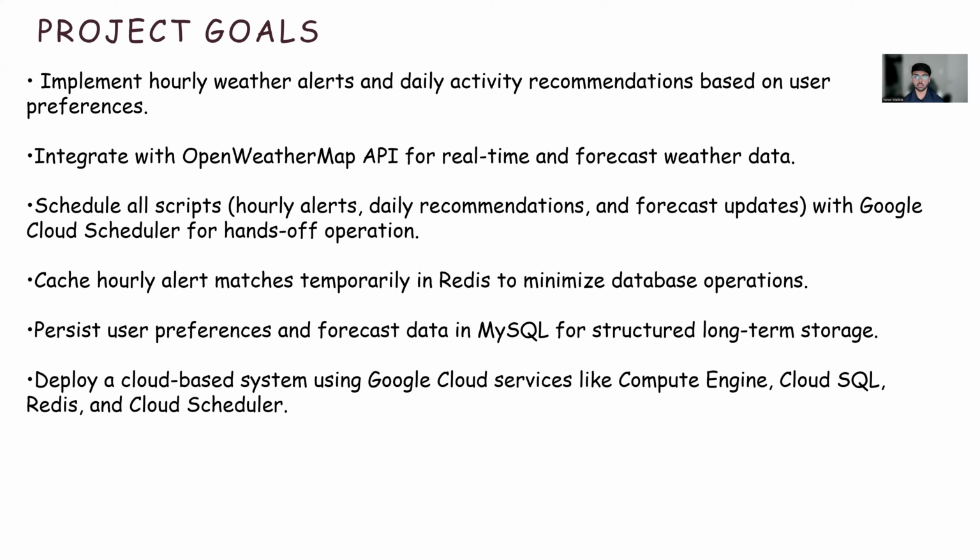day. So the overall goals are to implement hourly weather alerts and a daily recommendation system based on preferences, integrate it with Open Weather API for real-time weather and forecast data, schedule all scripts with Google Cloud Scheduler. I have 3 scripts in my overall project, and cache hourly weather alert matches in Redis for temporary purposes, and store the persistent data, that is user preferences and the forecast data, in MySQL, and finally deploy everything in Google Cloud services like Compute Engine, Cloud SQL, Redis, and Cloud Scheduler.